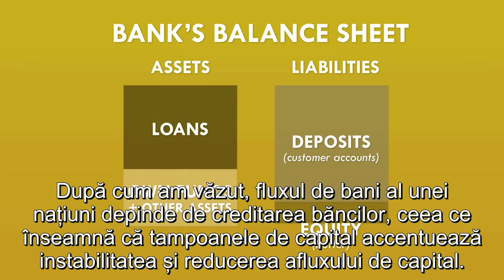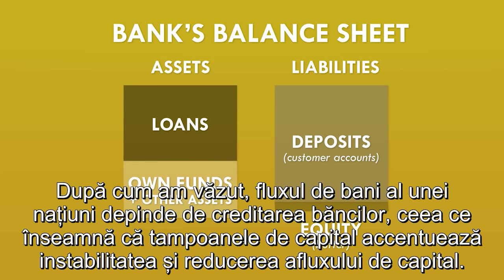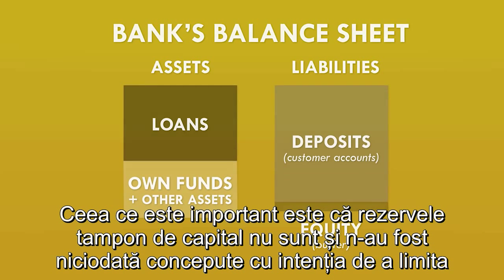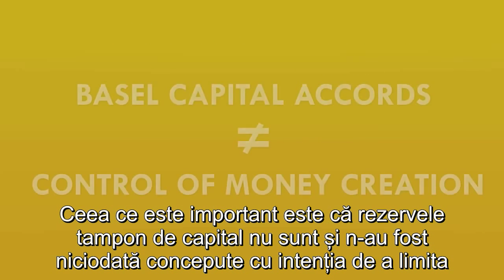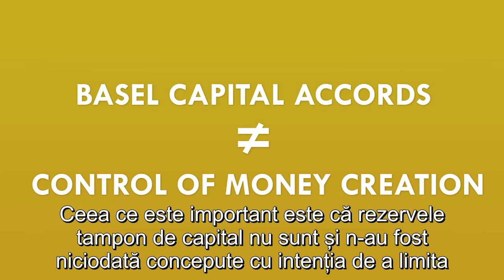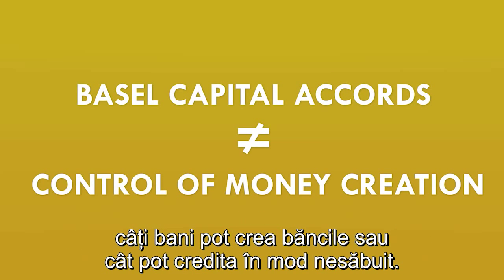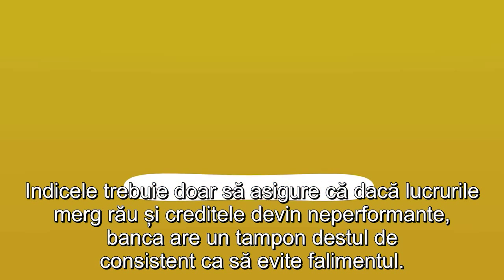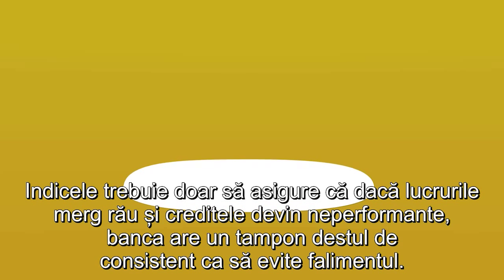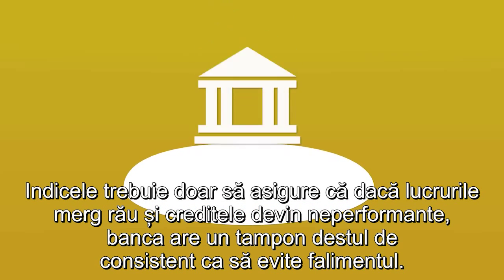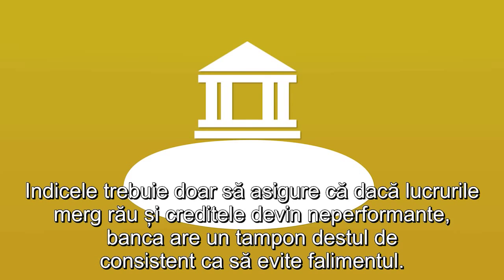And as we've seen, the money supply of the nation is dependent on the lending of banks, which means that the capital buffers make the instability in the money supply even worse. But the important thing is that the capital adequacy reserves are not, and never have been, intended to limit how much money the banks can create or how much reckless lending they can do. It's simply about trying to ensure that when things do go wrong and loans start going bad, the banks have enough of a buffer to avoid going bankrupt.